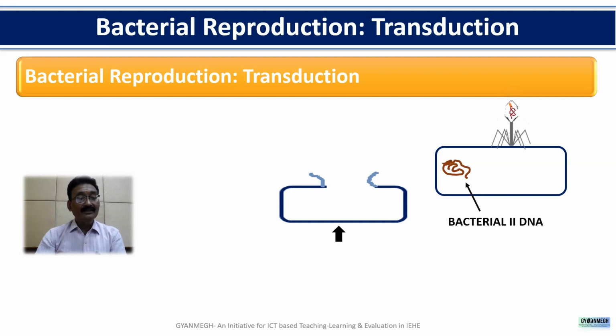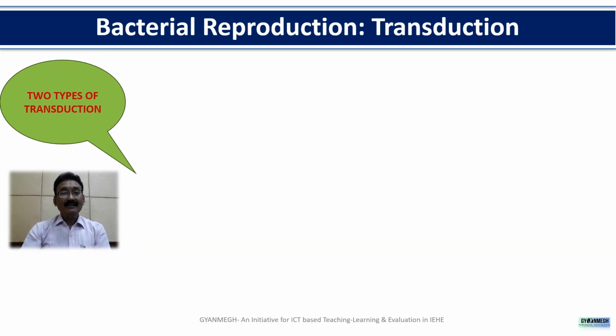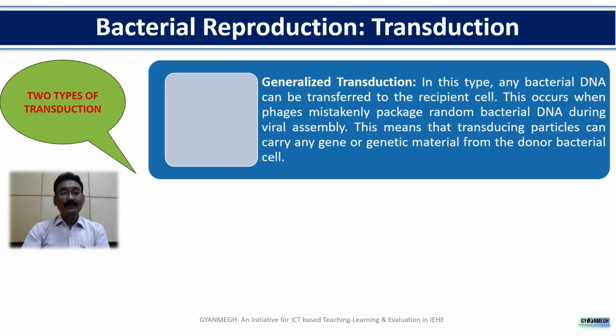Transducing particles, which now contain a piece of bacterial DNA, are transferred from one bacterium to another during transduction. Now, this new phage particle having the bacterial DNA of bacteria 1 can be transferred to bacteria 2. In this way, transduction can occur. Now, this transduction may be of two types.